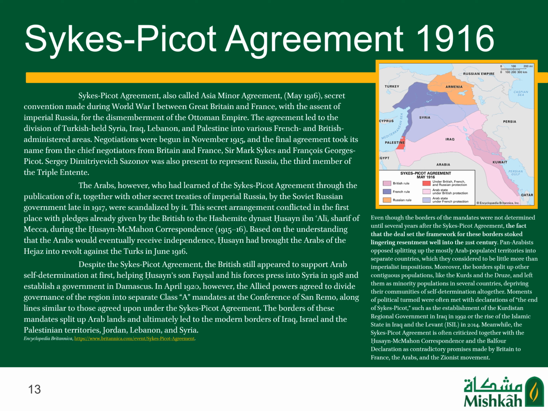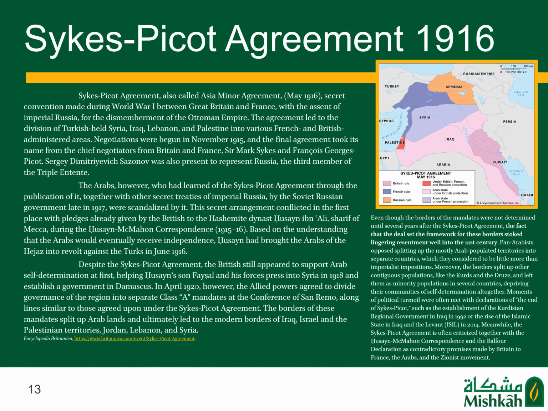The borders of these mandates split up Arab lands and ultimately led to the modern borders of Iraq, Israel, and the Palestinian territories, Jordan, Lebanon, and Syria, as well as Kuwait. Even though the borders of the mandates were not determined until several years after the Sykes-Picot Agreement, the fact that the deal set the framework for these borders stoked lingering resentment well into the 21st century. It's even mentioned in many of ISIS or Daesh's videos, and Al-Qaeda's videos mention it as well.